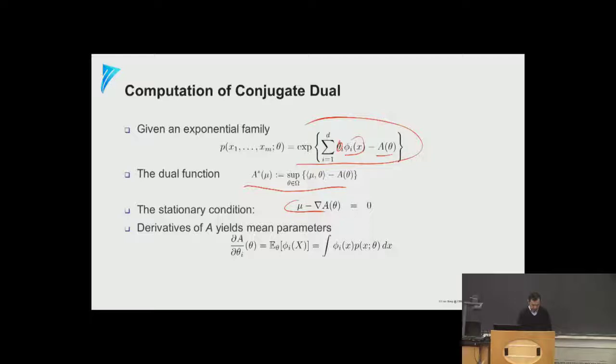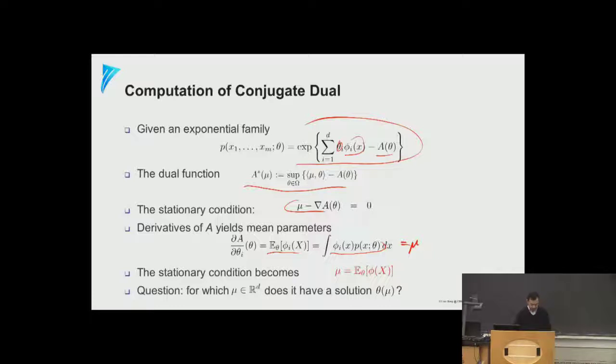Let's bring in the A and take a derivative with respect to parameter theta i. You actually get an expectation of the i-th sufficient statistic under the distribution defined by theta, like this. And this, by definition, corresponds to mu, right? So that's why it's called the mean parameters. This is established naturally under the exponential family distribution. Okay, so we can now rewrite the stationary condition like this.